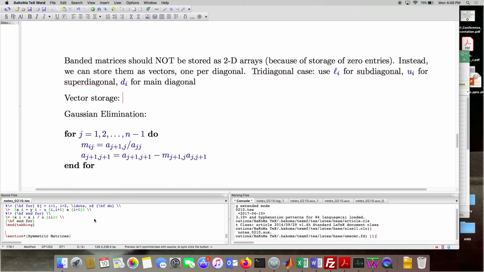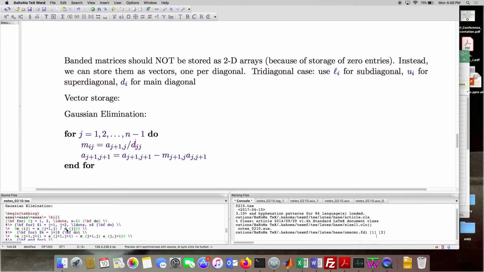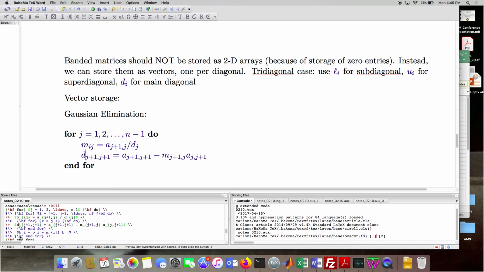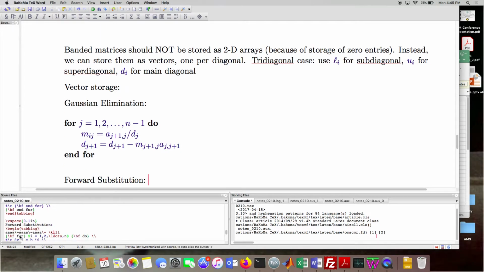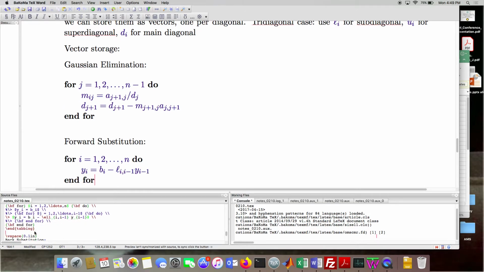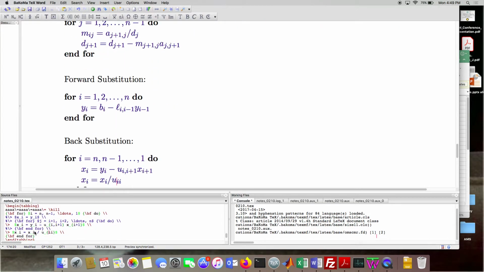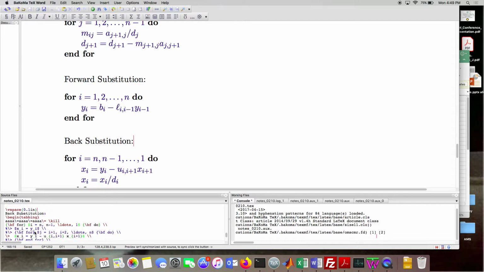Okay. So, in all three algorithms, wherever I see a diagonal entry, I'll refer to it using a vector D, without one index. All right, so that's the easiest change to make. And also in back substitution, we have a diagonal entry there.